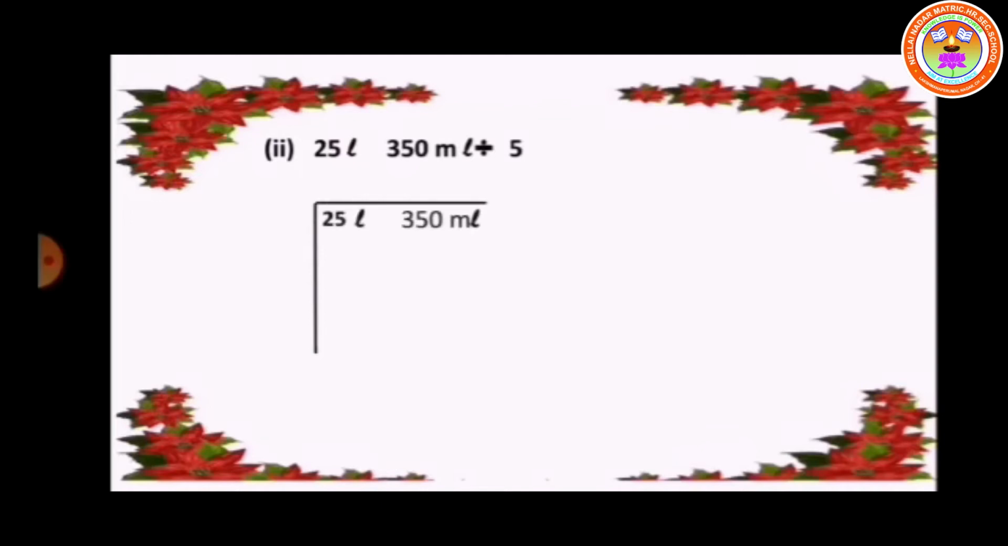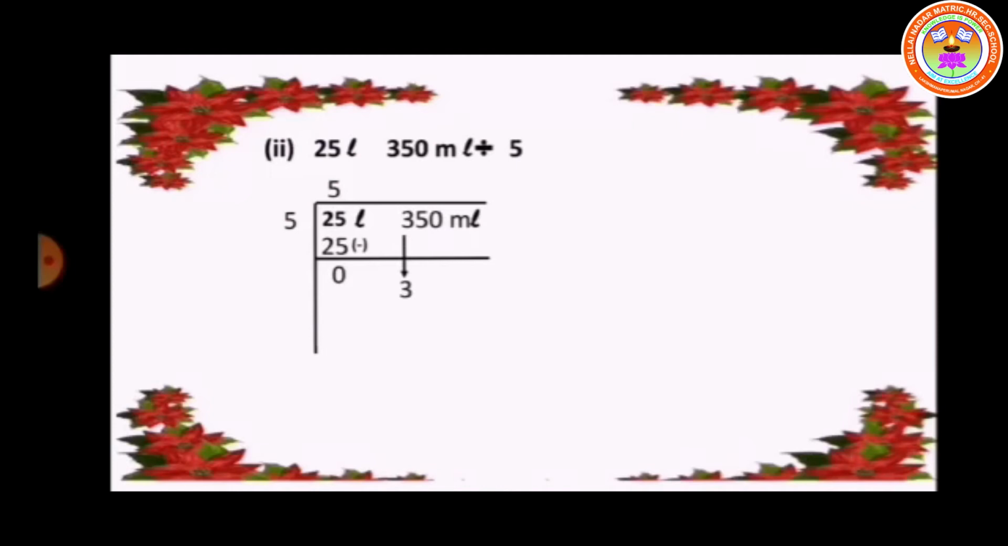Second sum, 25 liter 350 milliliter divided by 5. First you have to write dividend 25 liter 350 milliliter. Divisor 5. Students, take first digit 2. 2 is not divisible by 5. So you have to take 2 digits, 25. Say 5 table, 5 5s are 25. Subtract 25 minus 25, 0. Bring the next digit 3 down. 3 is not divisible by 5.